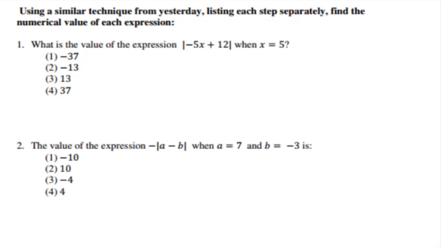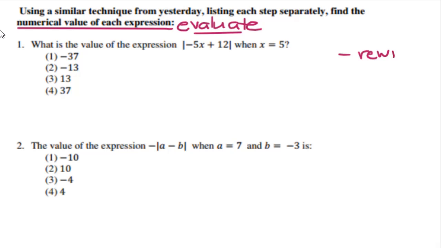So using a similar technique from yesterday, we're going to list each step separately. We're going to find the numerical value of each expression. Again, another word that really just means all of this is the word evaluate, which is find the value of it, right? It even has the word value in it. Evaluate, find the value of. So what is the value of this expression? Again, I'm going to read it as the absolute value of negative 5x plus 12 when x equals 5. Okay, so the first step I'm going to do is I'm going to rewrite it while I'm replacing the variables.